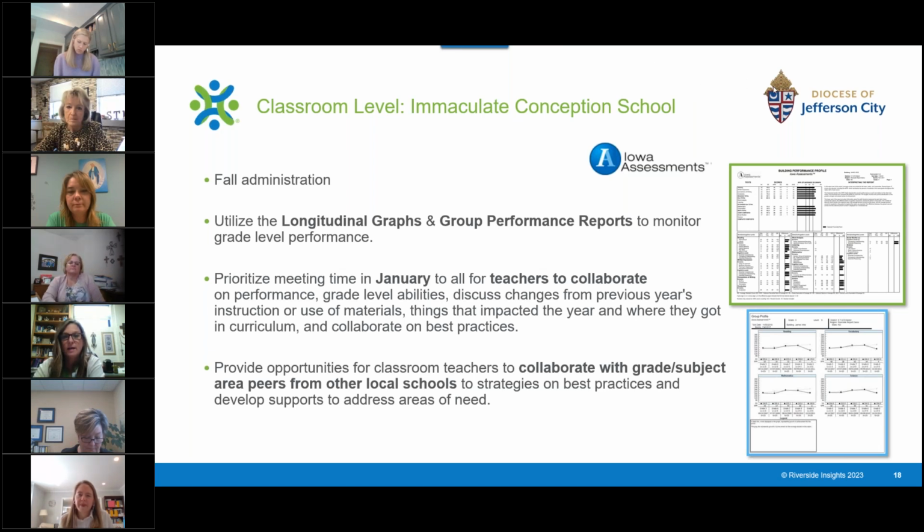For us, again, fall administration, usually in October, we really look at those longitudinal graphs. And like I said earlier, we usually take that January meeting to really drill down and look at specific students. My resource team looks closely at those kids that they're currently working with to see if there's been any significant change, if their interventions and accommodations are working, and what they need to shore up.